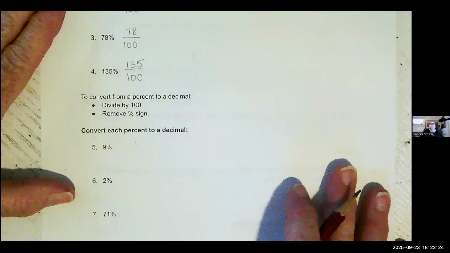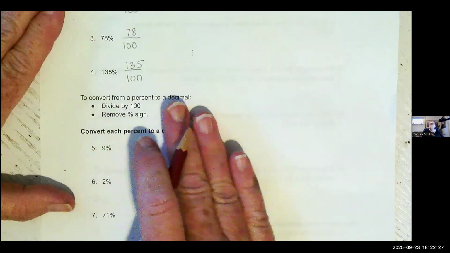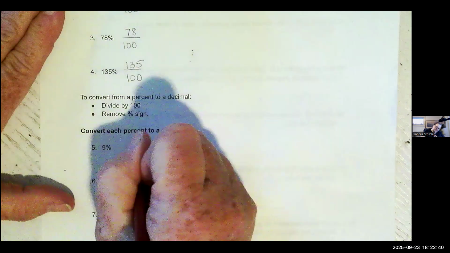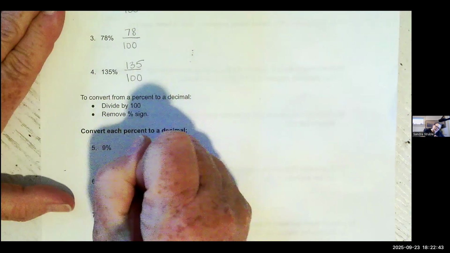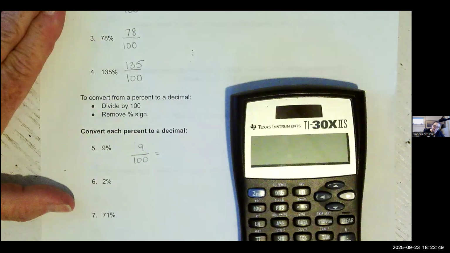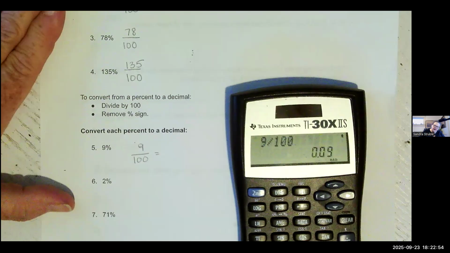All right. To convert a percent to a decimal, you divide by 100 and remove the percent sign. So convert each percent to a decimal. I'm going to take the 9. I'm going to divide it by 100 on my calculator. And I don't need to write this down, but I want you to, just so that you know what to do. 9 divided by 100. And I get a decimal. 0.09.